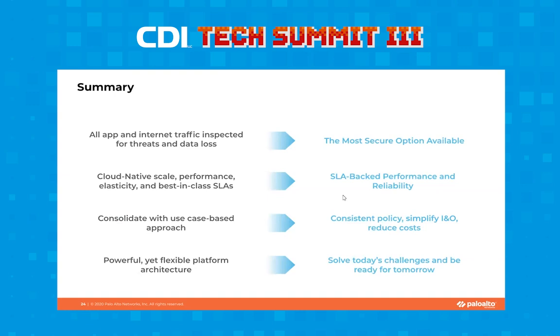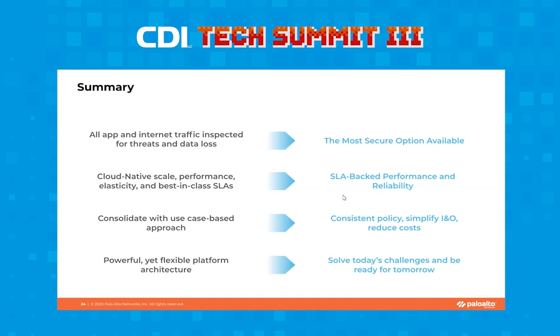So just to summarize, all app and internet traffic needs to be inspected for threats and data loss, period. And that's going to give you the most secure option available. If the other tools you're looking at don't inspect everything, including private app access, it's not the most secure option available. Cloud native scale, performance, elasticity, best in class SLAs. Look, all of that is good marketing material. Look at the SLAs. Make sure that the vendor is putting their money where their mouth is with financially backed credits when it comes to missing out on some of these objectives.